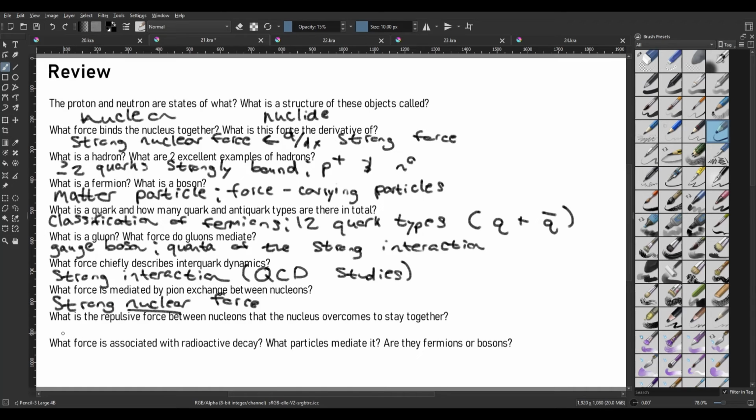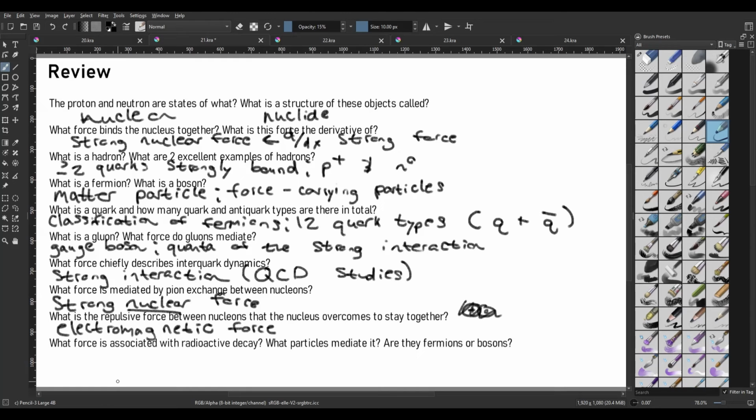It's going to be the electromagnetic force, one of the four fundamental forces. Because like charges are going to repel, opposite charges are going to attract. So, by Coulomb's law, positive charges should not attract, but the strong nuclear force overcomes that and says, yes, we're going to stay together. And that's how the nucleus is a structure that stays together.